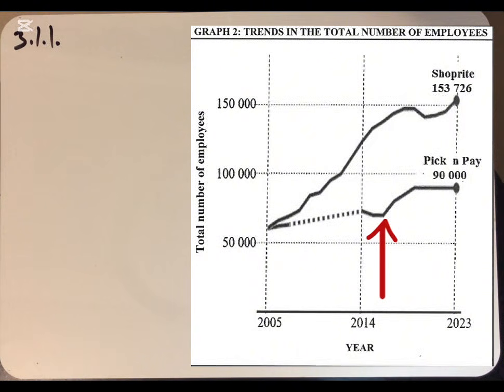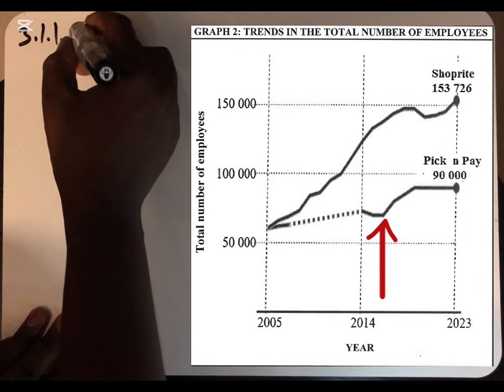Pick n Pay, we can see that is the number of employees. We can see that from 2014, the other graph of number of employees went down. From 2014, it went down. So we can say 2015. This is where we are having the decrease of 2015.